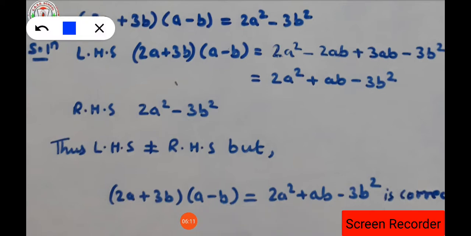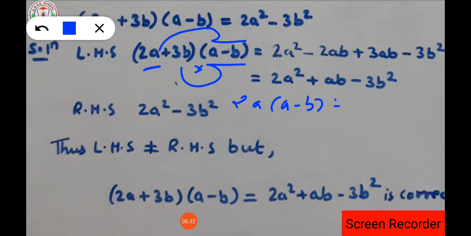So what we can do here, since a multiplication sign is present in between the brackets, 2a will multiply with both a and b, as well as 3b will multiply with a and b, isn't it? I will show you how it will be multiplied. So 2a will be multiplied with (a - b), plus 3b will multiply with (a - b), isn't it?